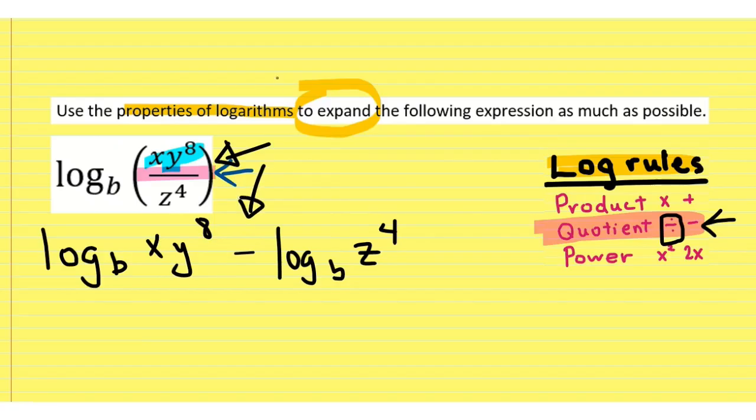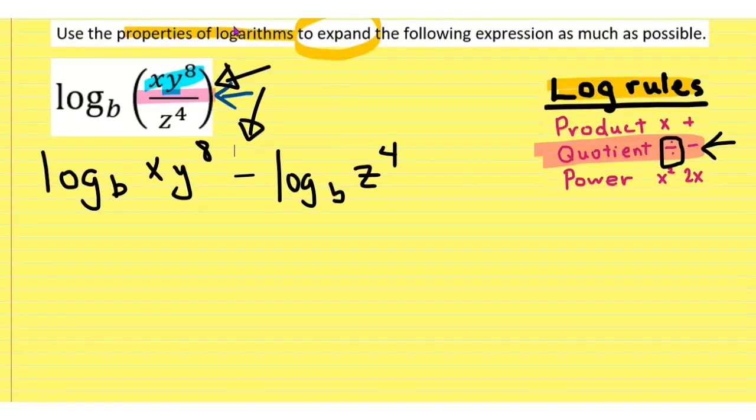Okay, so the next thing that we're going to do, let me pull this up just a little bit. There we go. Now we're going to say, okay, what do we have now? Now that we've used the quotient rule, we've changed it into a subtraction. Now we can look at this section right here. We're going to look at x times y to the 8th. Well, what is going on in between those? Well, it is multiplication, which means that I can now employ the product rule.